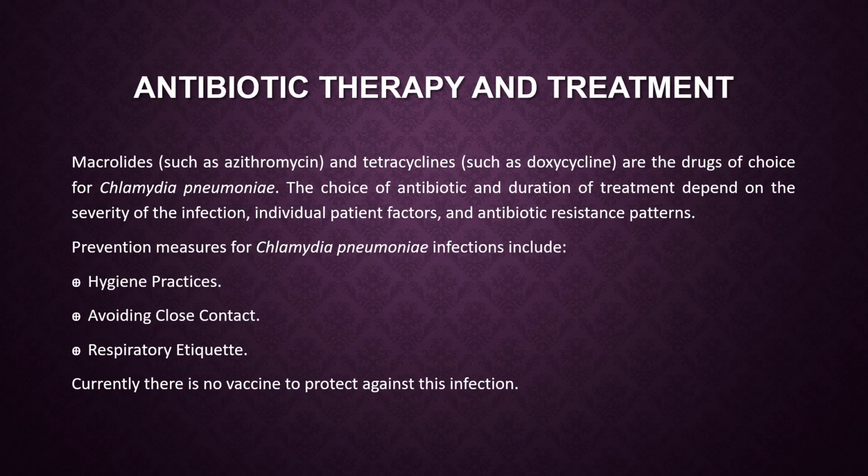Antibiotic therapy and treatment: macrolides and tetracyclines are the drugs of choice. The choice of antibiotic and duration of the treatment depend upon the severity of the infection. Preventive measures for Chlamydia pneumoniae infection: hygiene practices, avoiding close contact, and respiratory etiquette. Vaccination: currently there is no vaccine to protect against this infection.